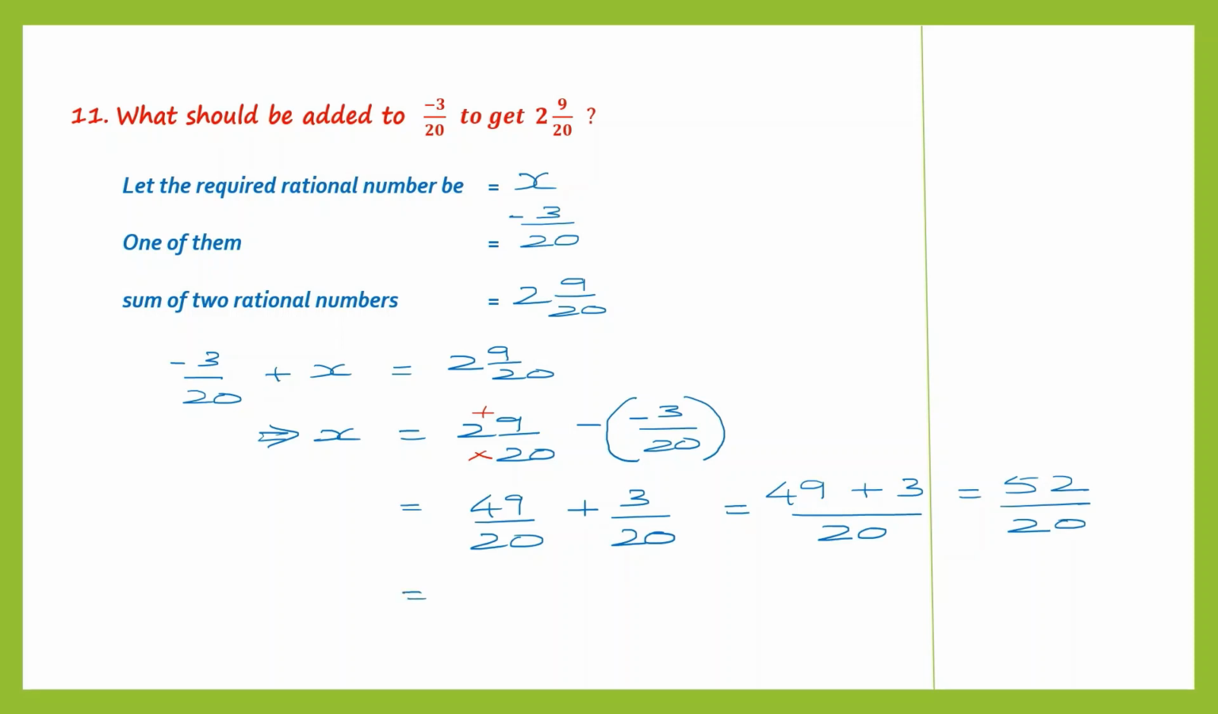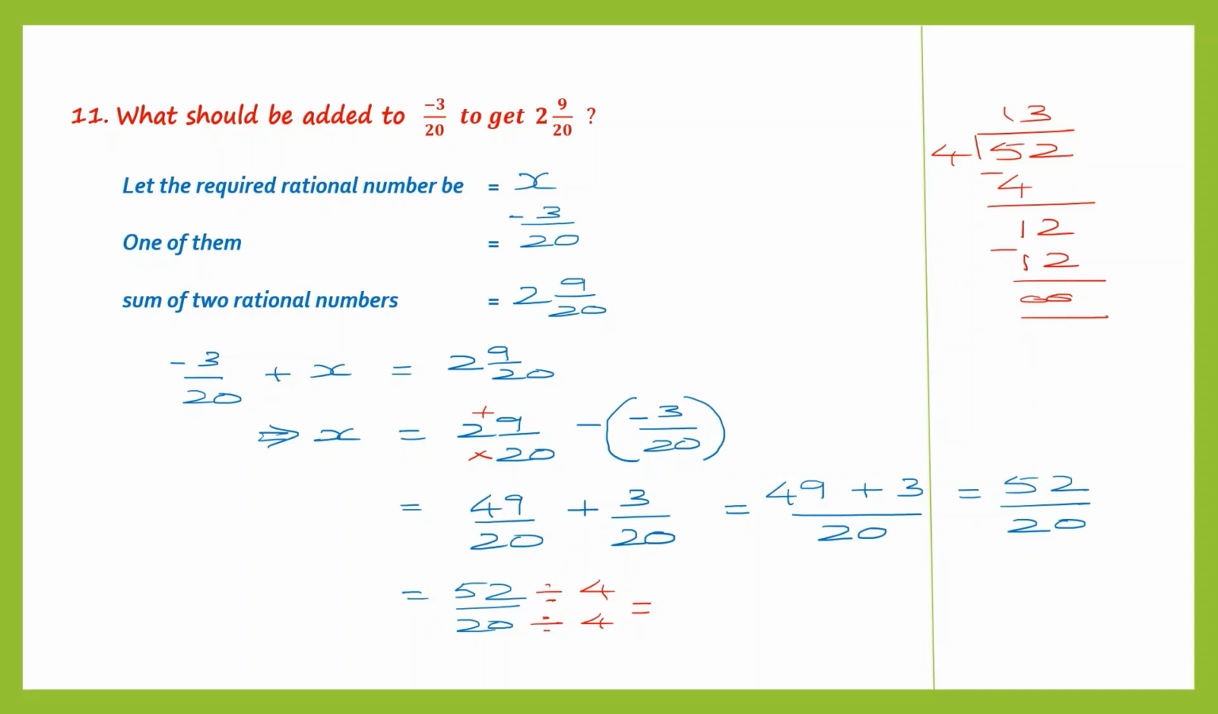So let's take that here. 52 by 20, both are divisible by 4. So let's divide 52 and 20 by 4 and see what we get. Let's divide 52 by 4. 4 ones are 4. Then we subtract and get 1. We bring down 2, 12. 4 threes are 12. So 4 into 13 is 52. So we can write that here.